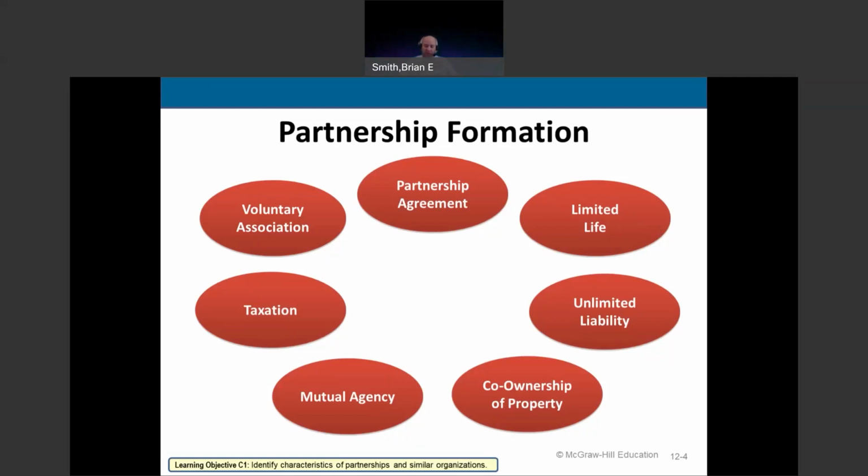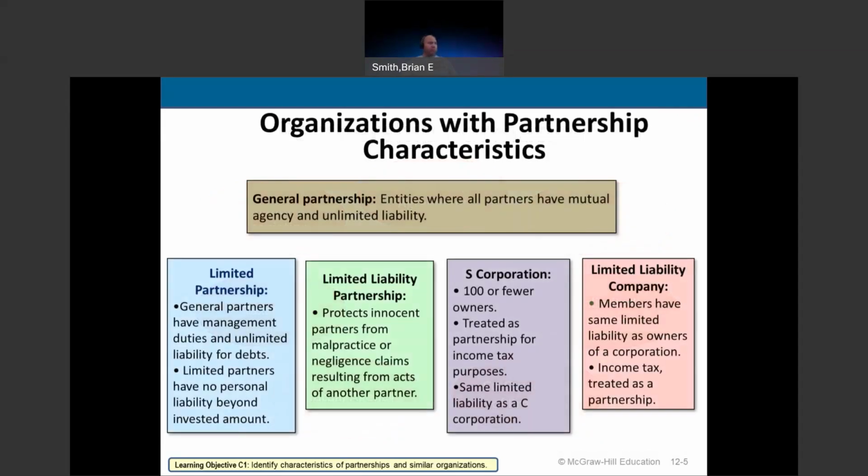My experience and my thoughts is that a partnership should never be formed. There's just so many disadvantages to it that I would never form one.